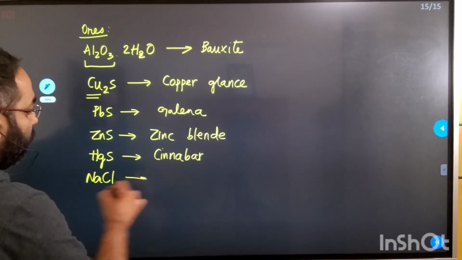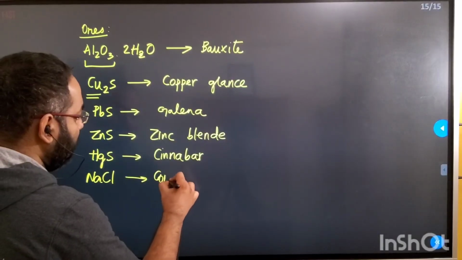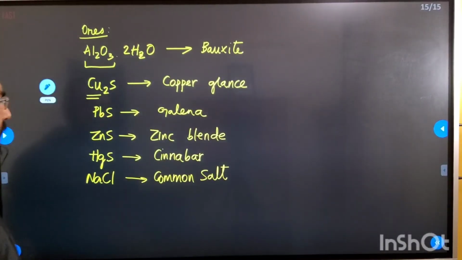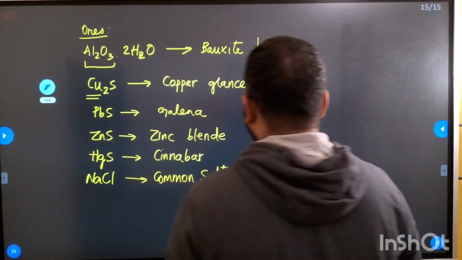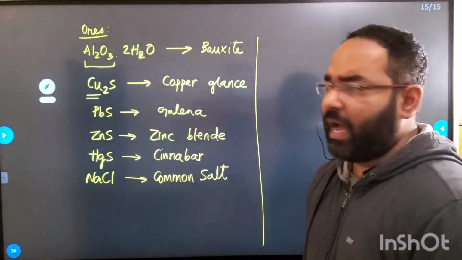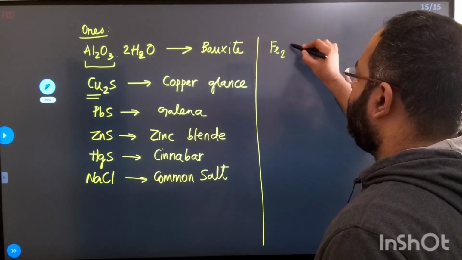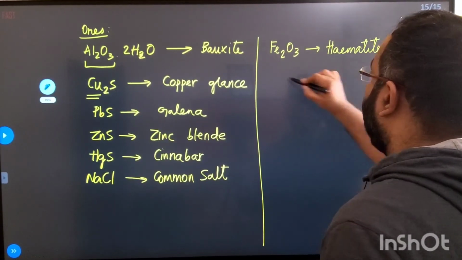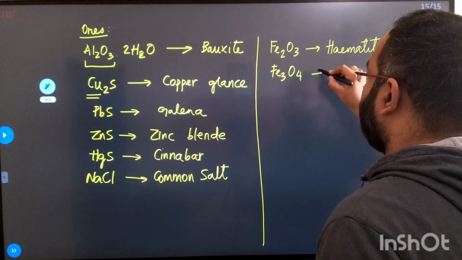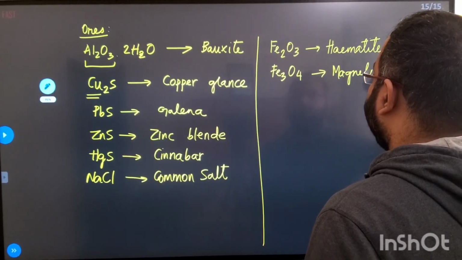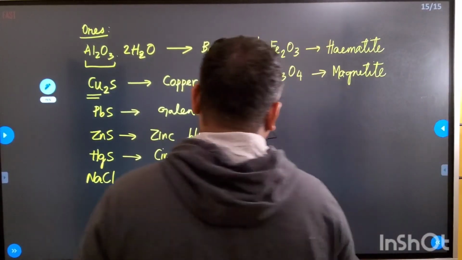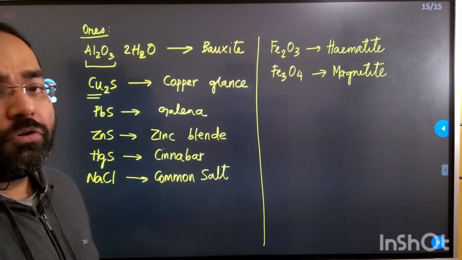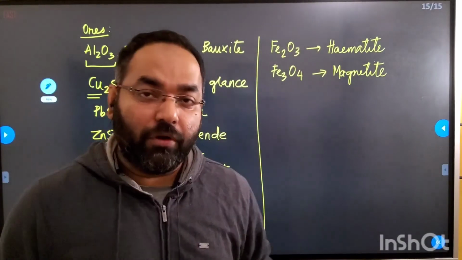NaCl is a very common ore of sodium, which is called common salt or sodium chloride. Alright, I think if you can remember some of these for these metals, it's good. I'll also list down 2 important ores of iron that are necessary for you to know. Fe2O3 is called hematite, and Fe3O4 is called magnetite. You also have iron pyrites and copper pyrites and all of that, but I think this should be good enough for you to remember all the ores of this chapter.